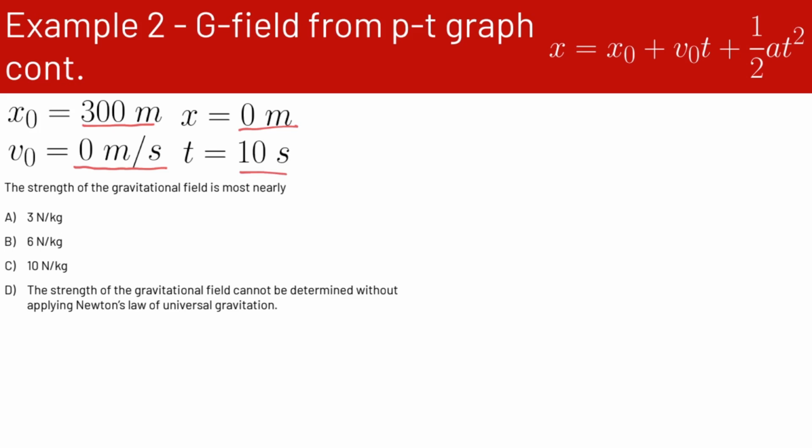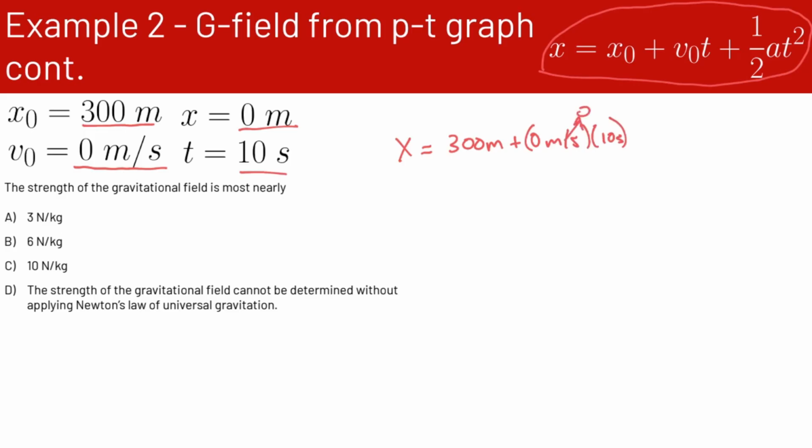So I'm going to use this equation again, x equals x naught plus v naught t plus 1/2 at squared. Okay, so plugging stuff into the equation, we have x is equal to x naught, which is 300 meters, plus our initial velocity is 0 meters per second, times time, which is 10 seconds. So this just goes to 0, plus 1/2. So I'm going to do 0.5 times our acceleration, which is what we're looking for. So I'm going to write this as a negative g.